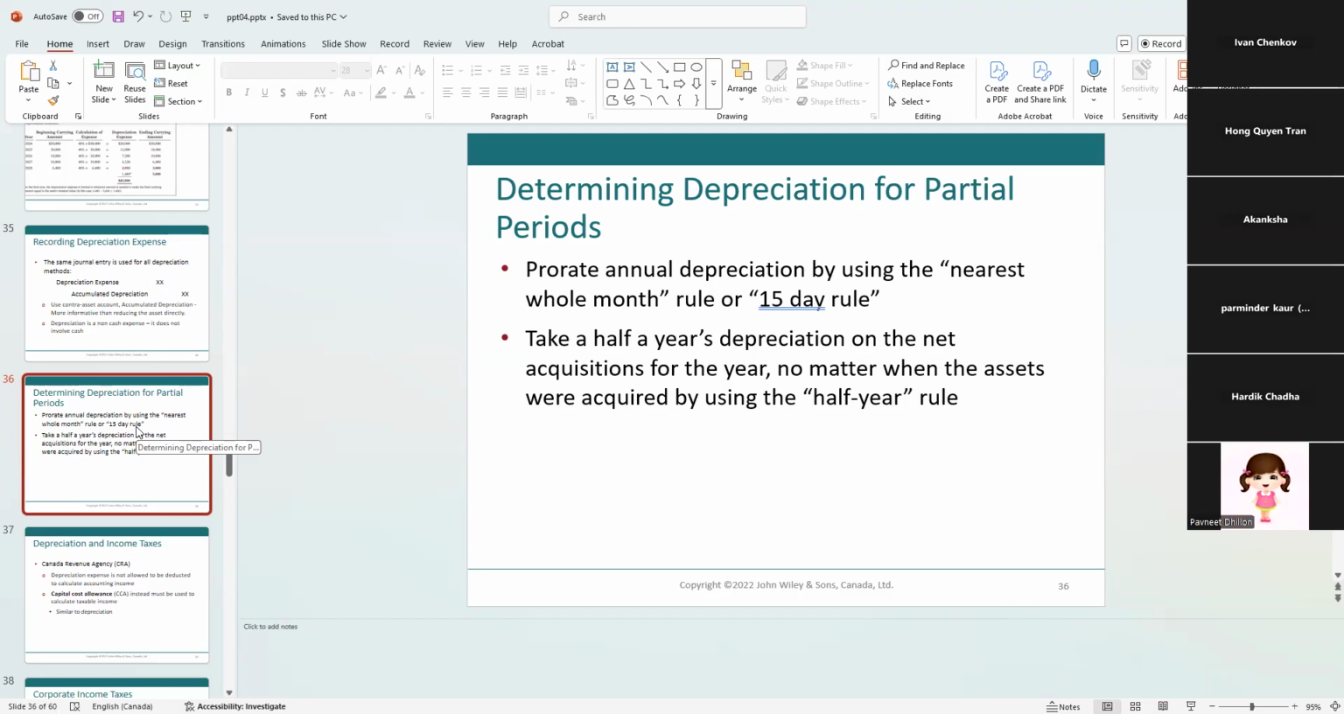The 15 days rule is applicable for the assets which are purchased between the first of the month and the 15th of the month. If that's the case, then you're recording the asset in the current month from the beginning. Then you take a full month. If it's after the 15th of the month, then you leave it for the next month.